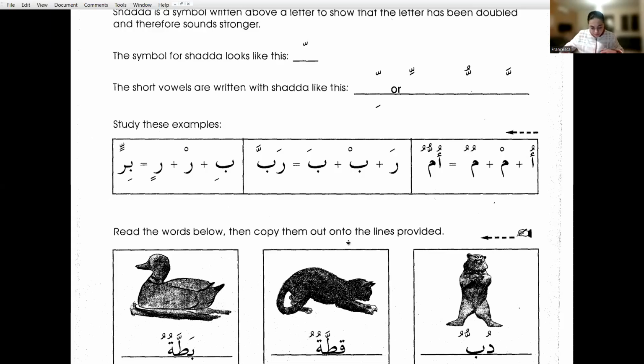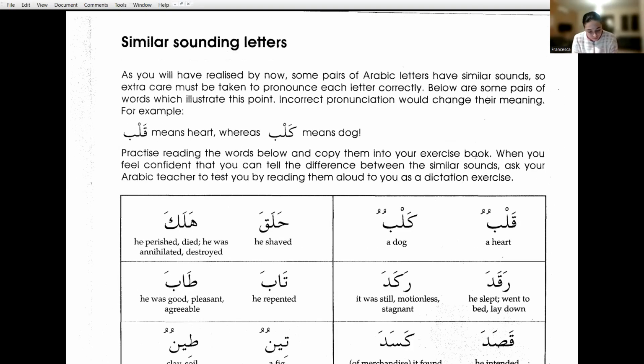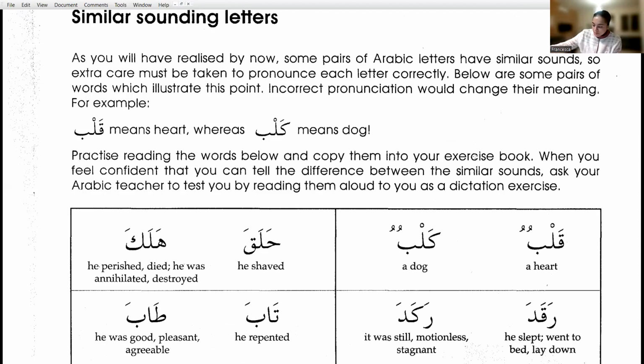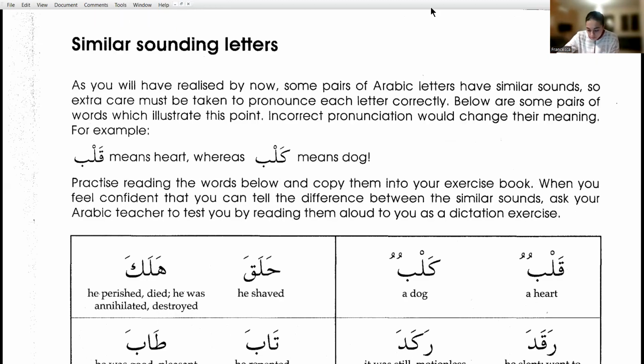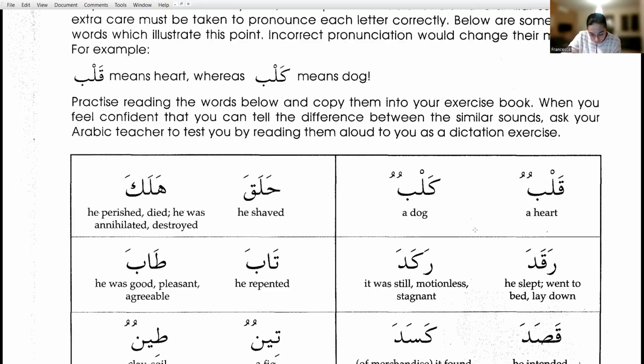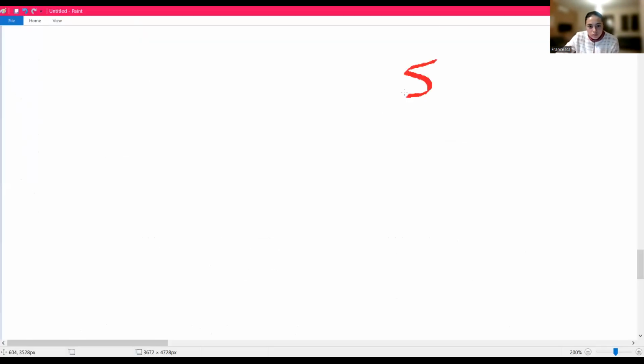Let's move to another rule, the rule of similar sounds, and we already had them before. You remember in Arabic, some letters are very similar and sound almost the same, but some of them we pronounce softly, and the others we have to pronounce heavily. I remind you again: soft sounds and heavy sounds.